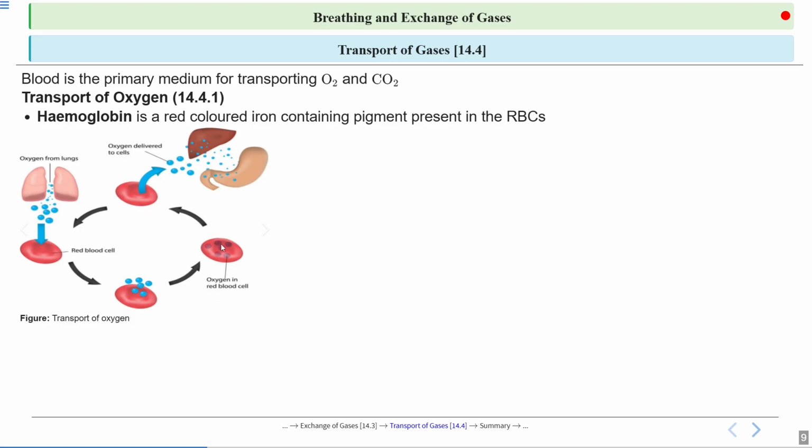So oxygen in the red blood cells is carried, and when it reaches the different organs, here it is stomach and liver, oxygen is given to that particular organ, and whatever carbon dioxide has been produced in that organ is taken back by it. For transport of oxygen, you have to remember that hemoglobin is the main component, and this component is present in the RBC itself, right?